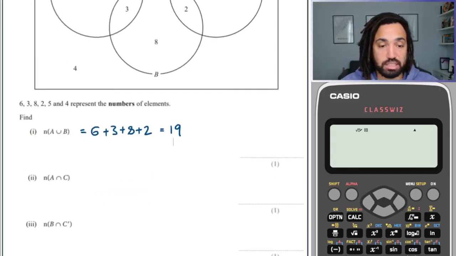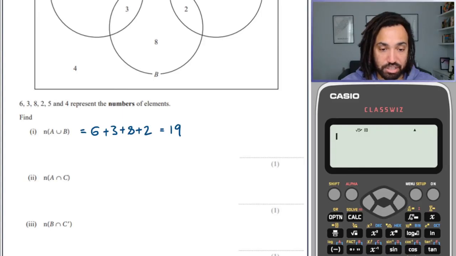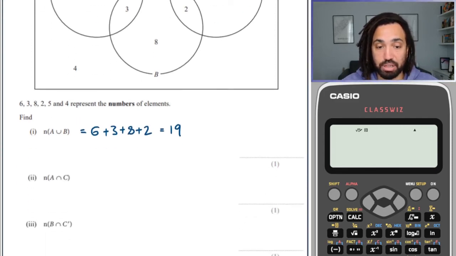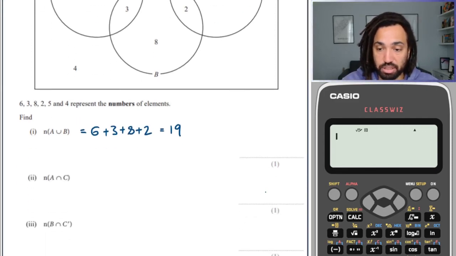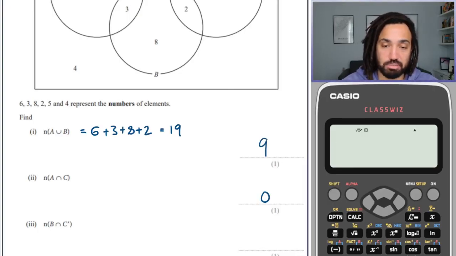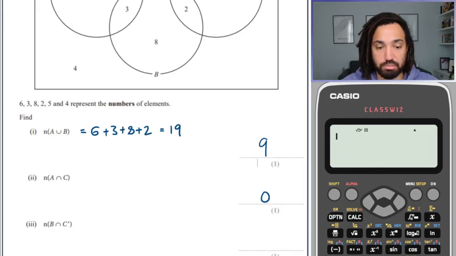Okay, the next one is A intersection C. So where A and C intersect, and they don't. You can see those two sets don't intersect. They don't overlap. So there is no intersection. So the answer is 0 for that one. Or you could say empty set. But no, just 0 because it's the number of elements as opposed to the elements themselves.